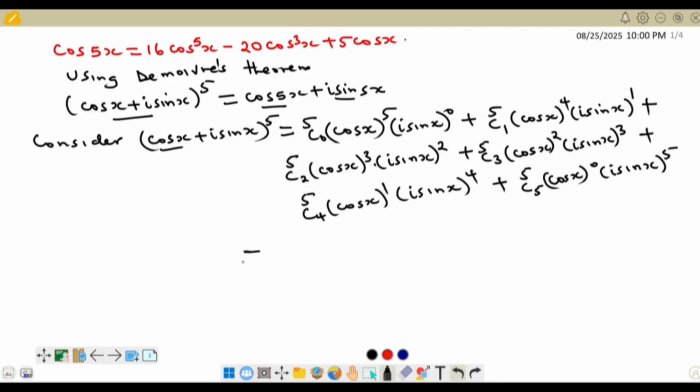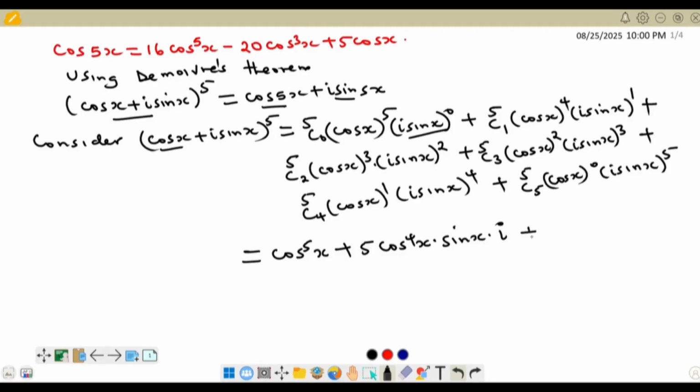Now let us try to simplify this. 5 combination 0 is 1, so this will remain cos to power 5 of x. This is to power 0, so it becomes 1. Then plus 5 combination 1 is 5, so this will be cos to power 4 of x, times sine of x, then times i. I sine x to power 1 remains i sine of x.